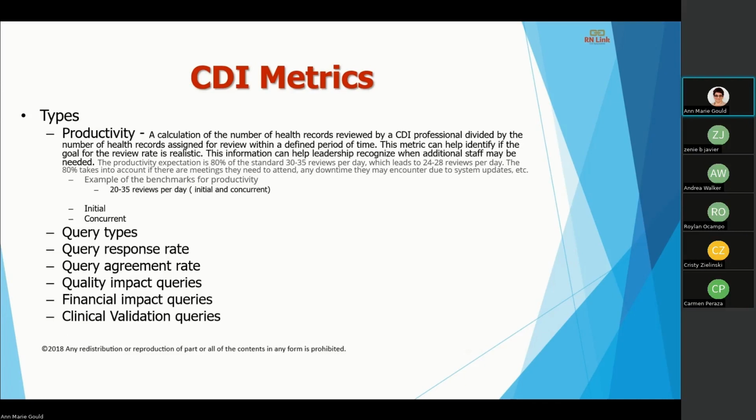That covers initial and concurrent reviews. Your initials are when they just came in the door and got admitted. Your concurrents are your ongoing reviews. After you did that initial review, it goes into your bucket and your continued stay or subsequent review list. Then you look at the next review date that you assigned.